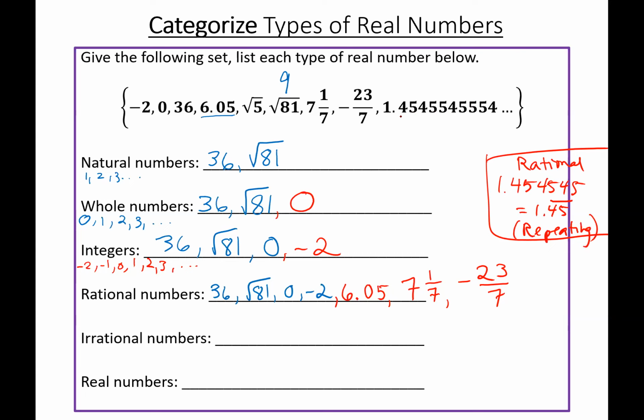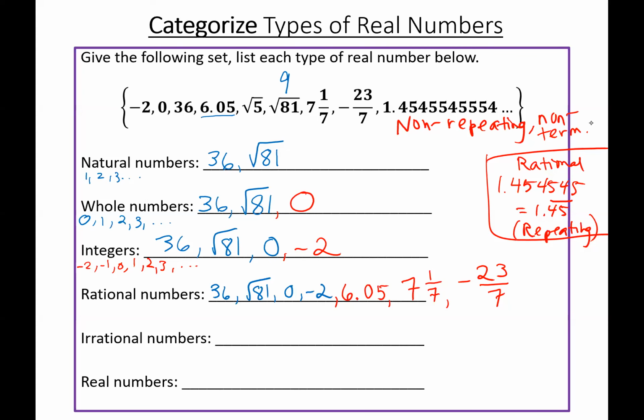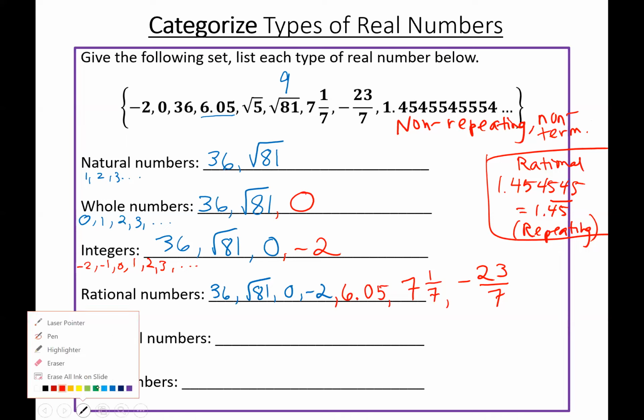This is not repeating. It's 45, 455, 4555, 4555. The fives will just continue to grow. So this is non-repeating. And based on the ellipsis right here, it's also non-terminating. Non-terminating or never-ending. Just abbreviate there. Okay, so I will not put that in my list of rational numbers. Instead, let's continue and answer the irrational numbers.